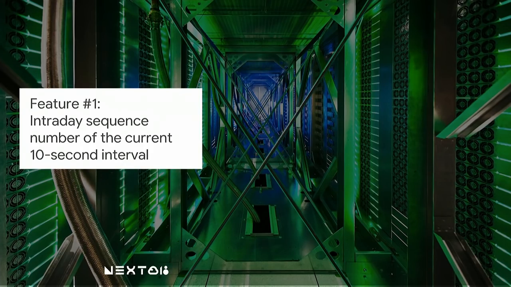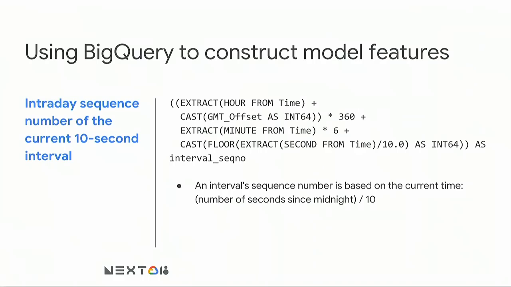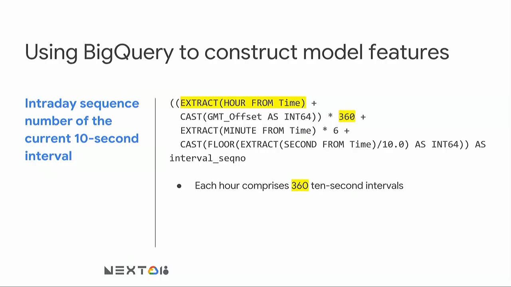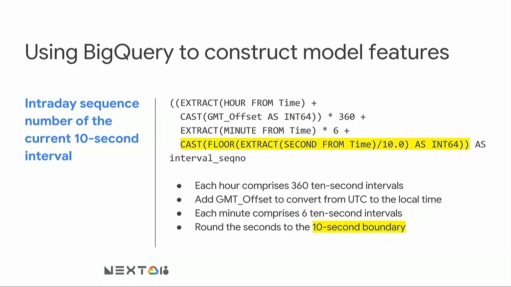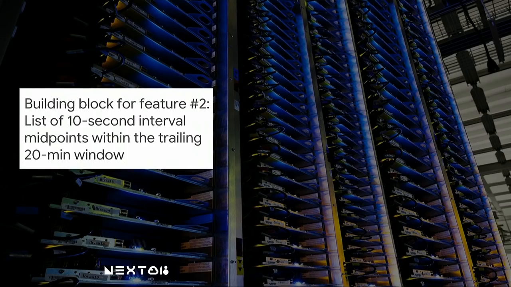OK, feature number 1, intraday sequence number of the current 10-second interval. So what we want to do here is basically calculate the number of seconds since midnight and divide by 10. To do this, we extract the hour, multiply by 360. We convert from UTC time into local time because we care about stock patterns specific to the exchange's local time, not UTC time. We extract the number of minutes multiplied by 6, and we extract the number of seconds divided by 10 and round it up. So this is our interval sequence number.